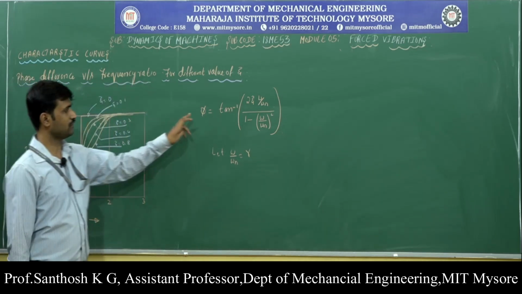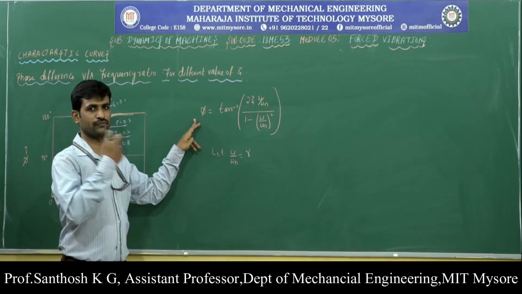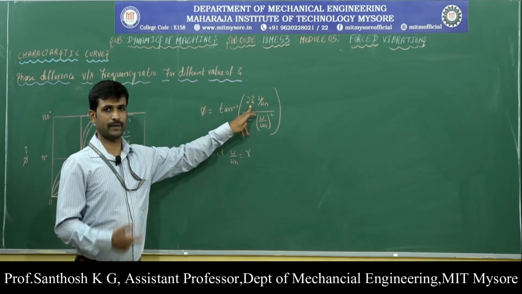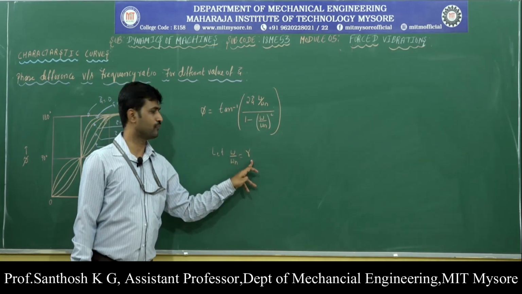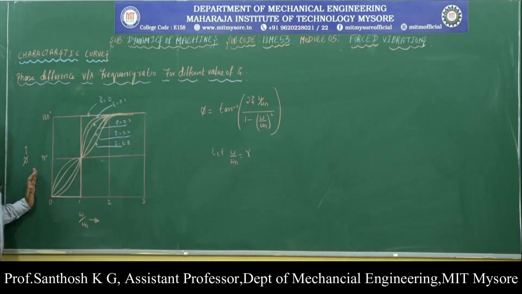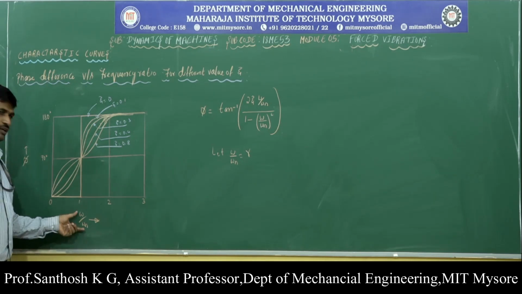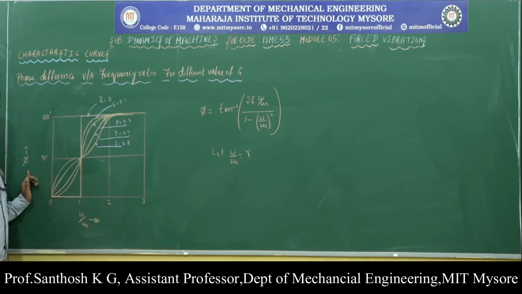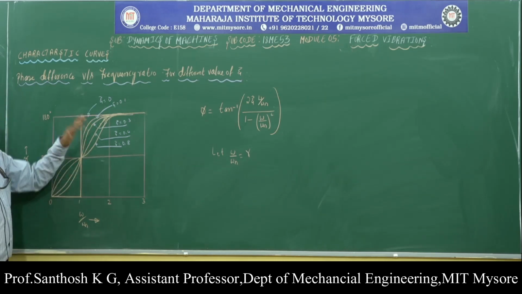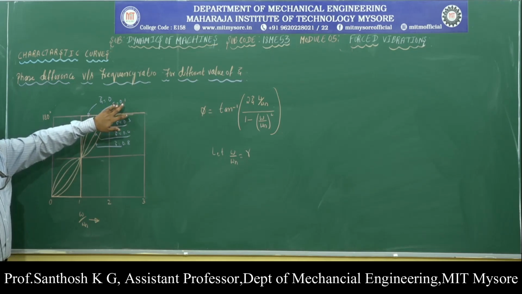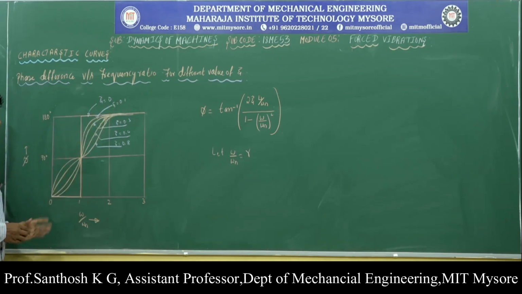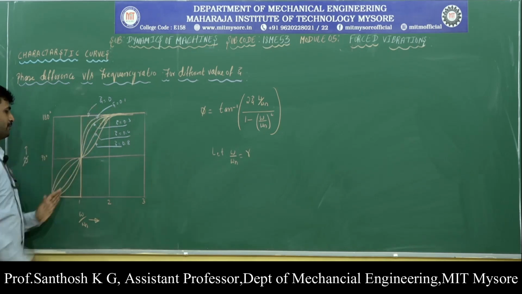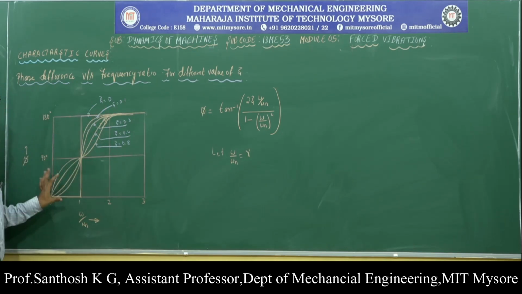In order to know how the phase difference phi is going to vary with respect to zeta and the frequency ratio r, we have plotted a graph by taking the frequency ratio omega by omega n along the x-axis and phase difference phi along the y-axis, and we have drawn a number of curves for different values of the damping ratio zeta. The various curves have the following shapes, and from this graph we can make certain conclusions.